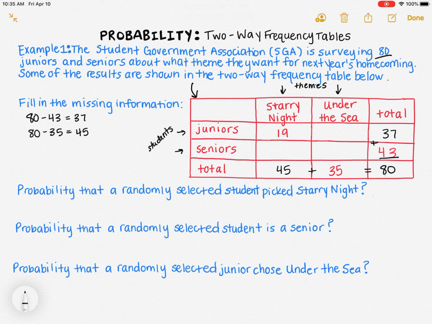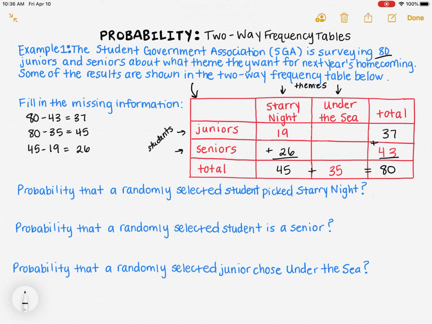Now I can start using this 19 that's been given to me. If 19 juniors said Starry Night and 45 students total said Starry Night, then 19 plus the number of seniors that said Starry Night should add to 45. So I can do 45 minus 19, and that gives me 26. If you need a calculator for any of this, that's fine.